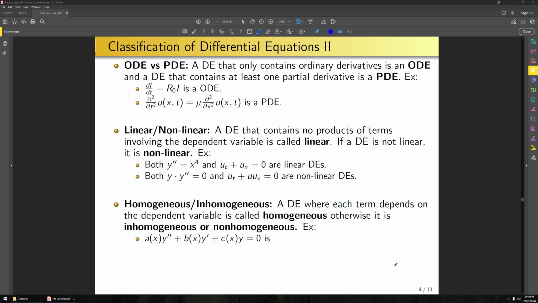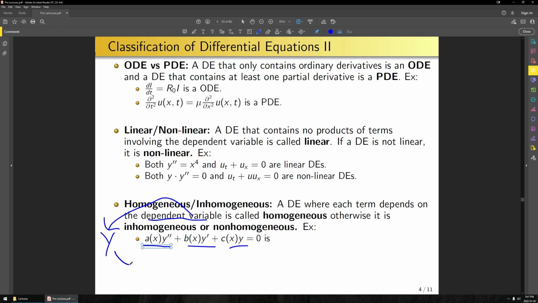So let's look at a couple examples. In this equation here, I have three non-trivial terms, this one, and this one. You can clearly see that y is my dependent variable. Here, y appears in each one of these terms, either as the second derivative, first derivative, or just the function itself. So in this case, this will be a homogeneous differential equation.